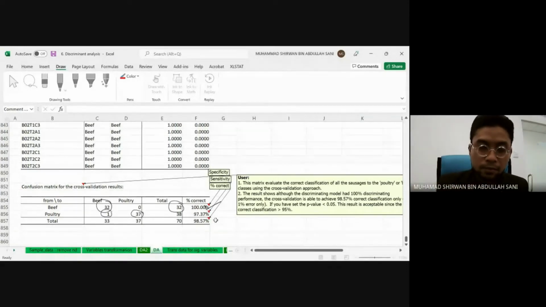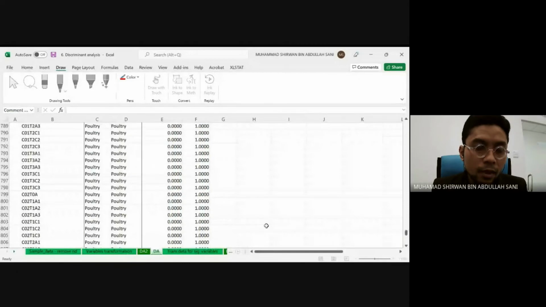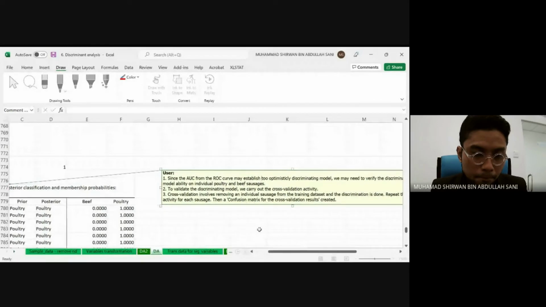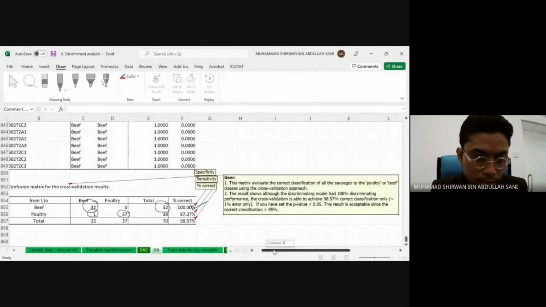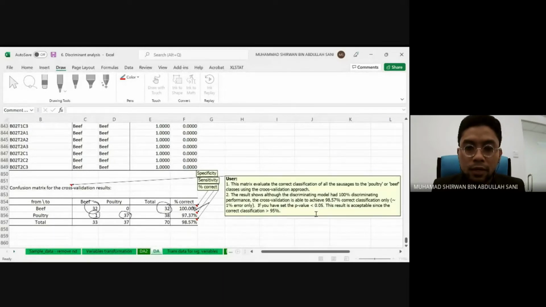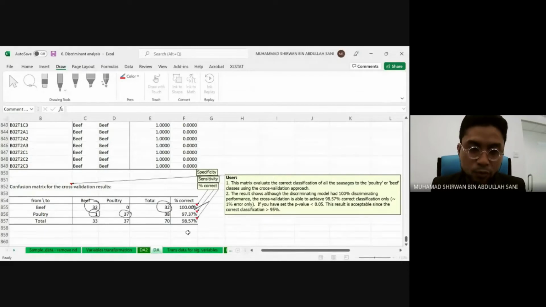Is it acceptable? Still acceptable, but it is recommended. Follow this, it says here. Still acceptable because we already set the p-value at 0.05, which means we allow 5% error, which is acceptable. Correct classification is 95%, so it can be accepted.